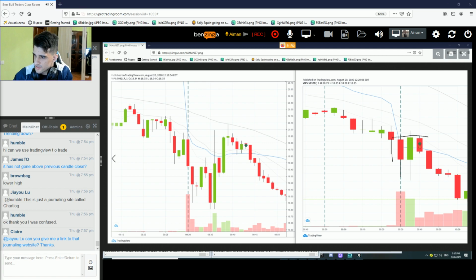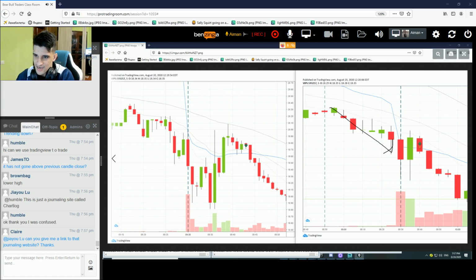Why will I be more interested in taking this thing to the short side and not to the long side? I'll be more interested in taking this thing to the short side because it's downtrending, right? Once the trend has been broken, then I'll be interested in taking it to the long side, and I will wait for confirmations to take it to the long side.